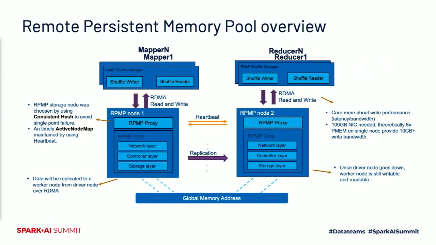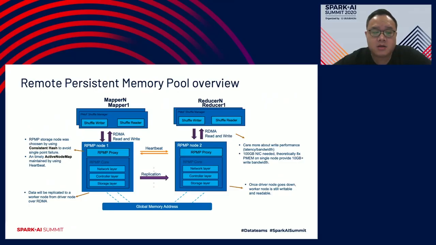So if we take a closer look at the architecture, we have multiple layers in the RPMP pool. The first layer is the proxy layer. The proxy layer is actually built for the RPMP storage node to choose which storage to use. It uses a consistent hash algorithm to avoid a single point of failure. It maintains an active node map using the heartbeat to keep track of which node is alive and which node is down.